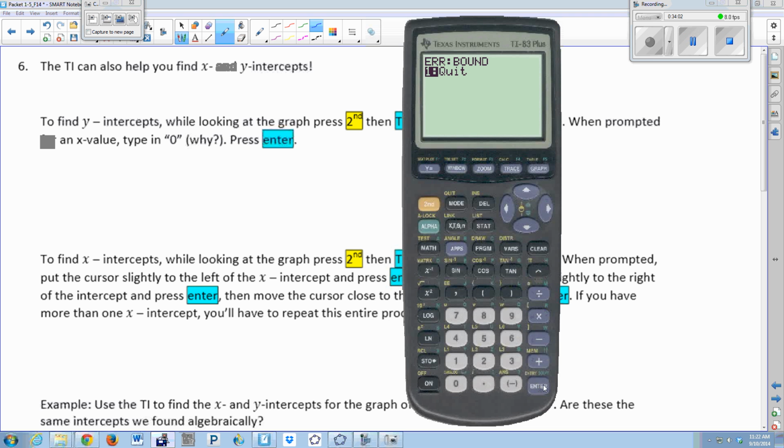Oh, and I got quit. Why? I don't know where this quadratic equation is coming from. That's weird. Okay, so let's go back to the graph. Second calc, 0. Okay, so here's another way to do it. Another way to do it is to say, we know it's at -2, but all you have to do right now is throw in a number really close to -2, like -3. Hit enter, enter, enter. Why is it telling me quit?